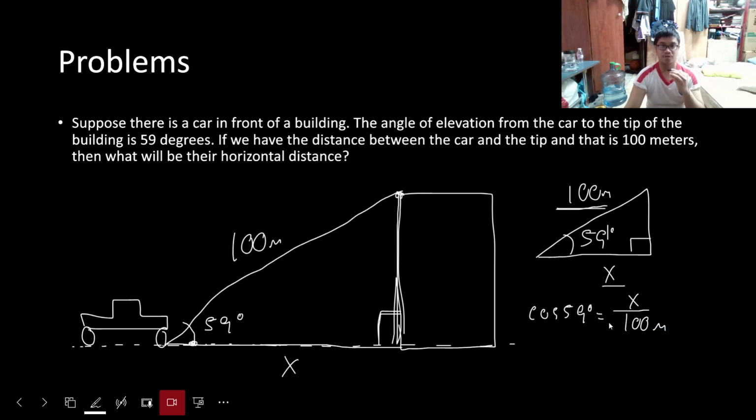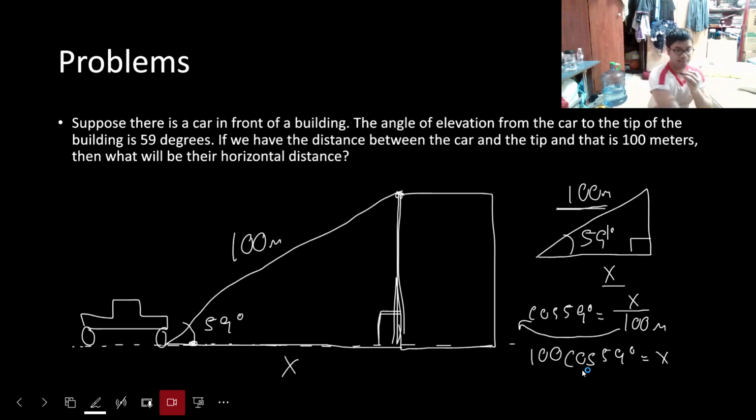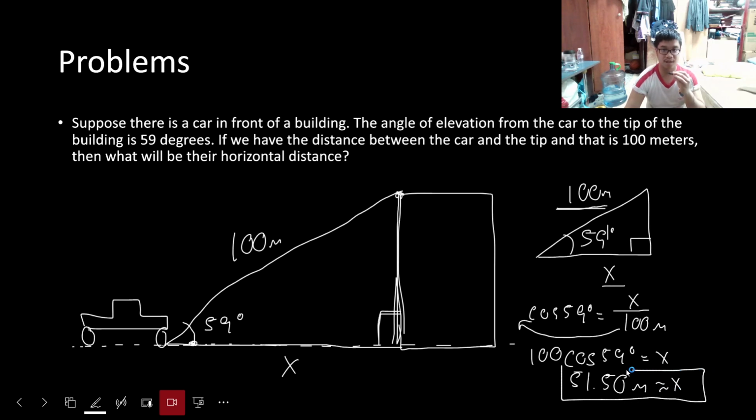All right. Now to find your x, we're going to put 100 beside cosine. That's it. And there we go. Now we're going to use our calculator to find the answer for this one. So 100 times cosine of 59 degrees. At two decimal places, this is 51.50 meters. So the answer here is 51.50 meters.